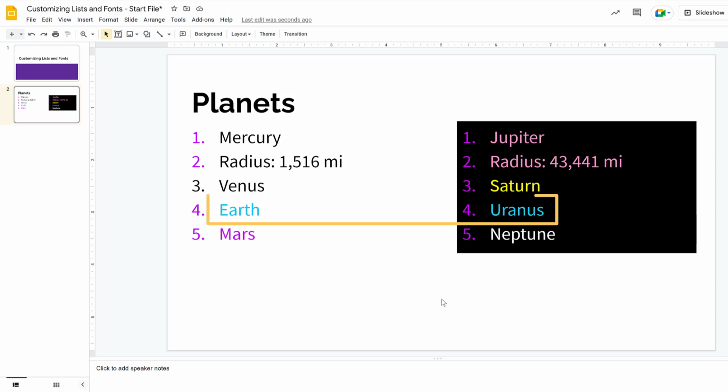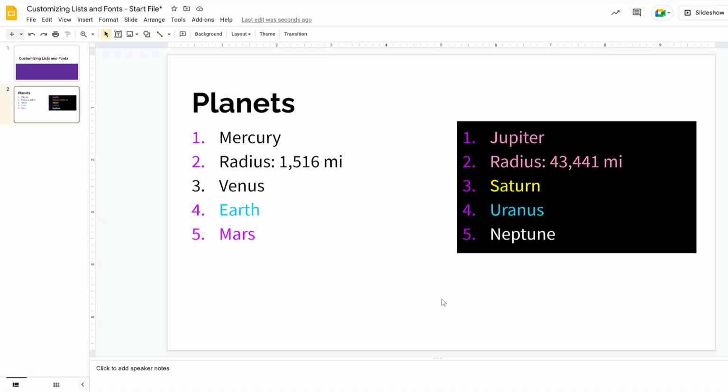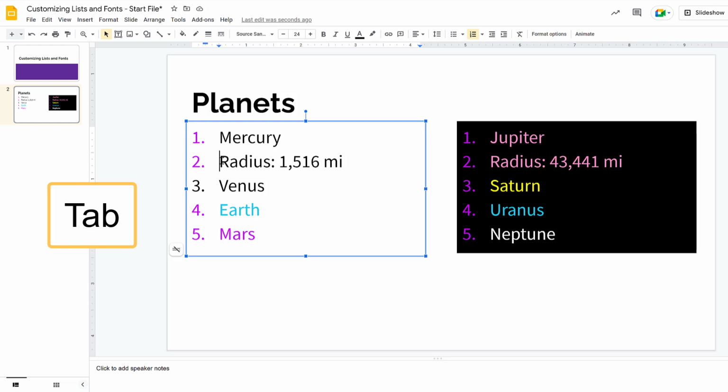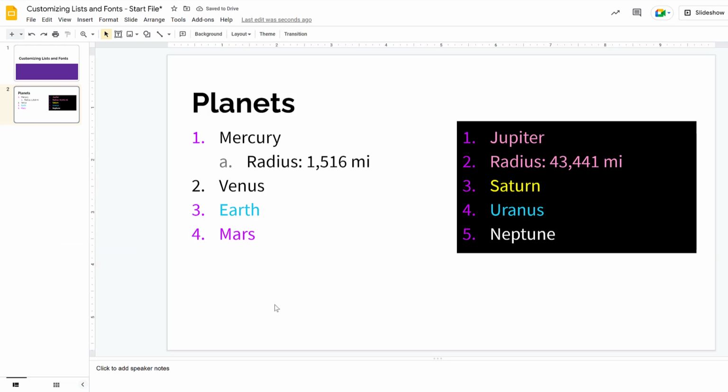Now take a look at the blue text. In this case, it works well on both background colors, but it's not guaranteed to work on all background colors. Now that you have a better understanding of coloring your text so it contrasts with the background, you're ready to work on the lists. In the left list, there is a radius measurement listed for Mercury, but it's listed as its own number. Make it a different level in the list by placing your cursor in front of the measurement and then pressing Tab on your keyboard. This makes Mercury's radius a bullet point under the main point for Mercury.